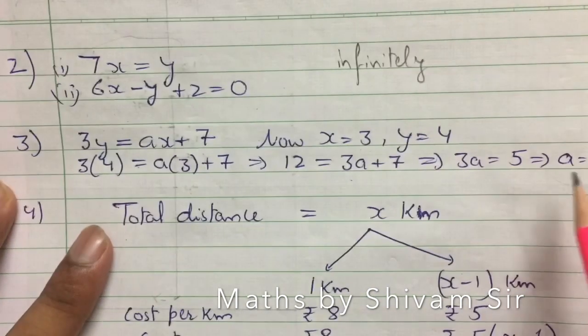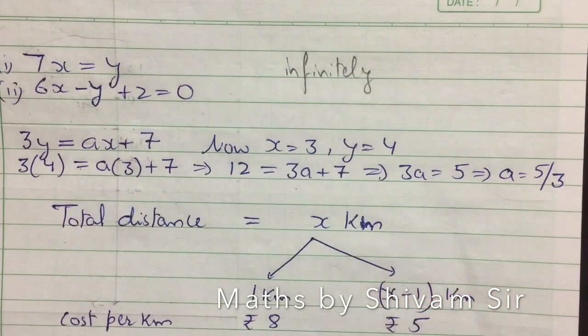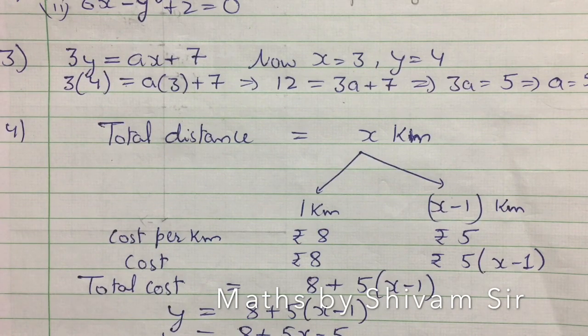So this is the answer. A is equal to 5 by 3. Next, question number 4. In question number 4, the taxi fare in a city is as follows. For the first kilometer, the fare is rupees 8, and for the subsequent distance, it is rupees 5 per kilometer. Taking the distance covered as x and total fare as y, write the linear equation for this information and draw its graph.